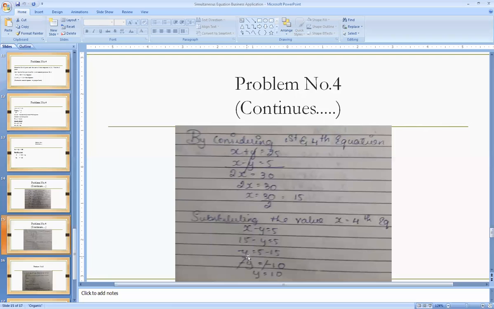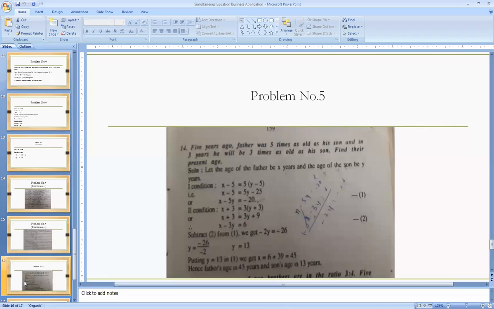Therefore, minus y equals 5, and this plus 15 becomes minus 15. Minus and minus get cancelled. The value of y is 10. So this is how we calculate with the help of the elimination method.